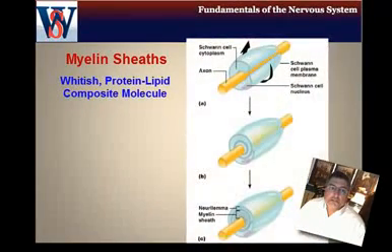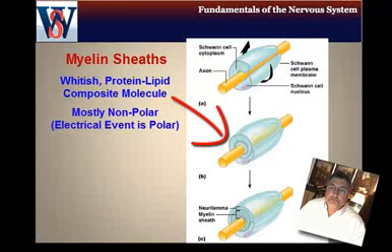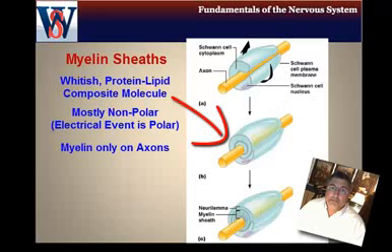Many of our neurons, especially the largest diameter ones, are covered with this whitish protein-lipid segmented sheath or wrapping of protein-lipid based components called myelin. Since it's lipid based, it's mostly nonpolar. Now, myelin sheaths are associated with the axons only. They will not be found on dendrites.